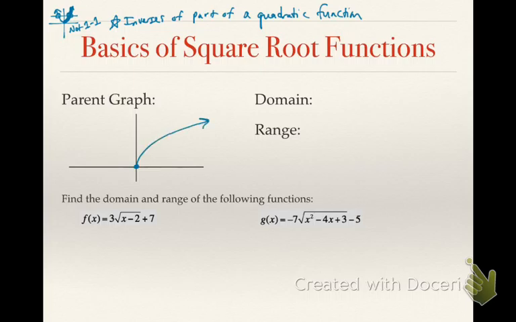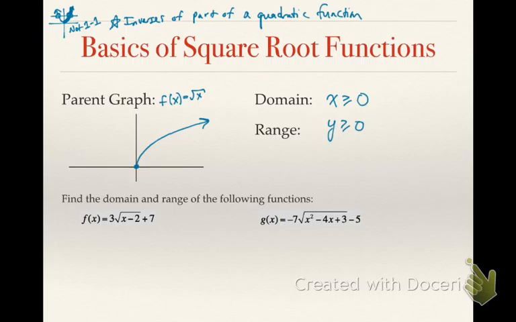That's what the parent graph for a square root function looks like. So if f of x is the square root of x, that's what it looks like. The domain of your parent function is going to be all inputs that are greater than or equal to 0, and your range is going to be all outputs that are greater than or equal to 0. So x is greater than or equal to 0, y is greater than or equal to 0.